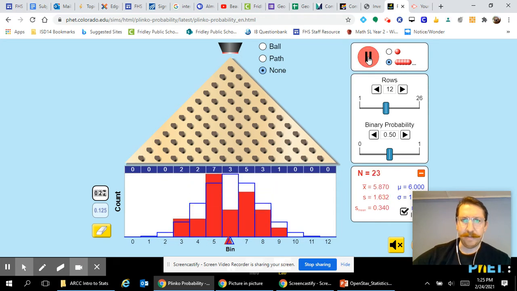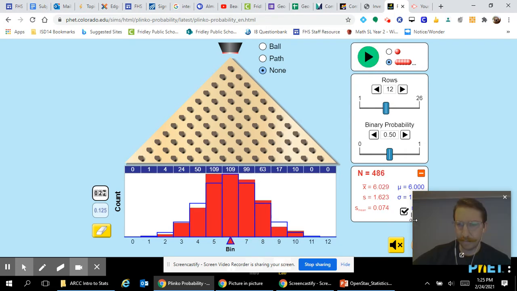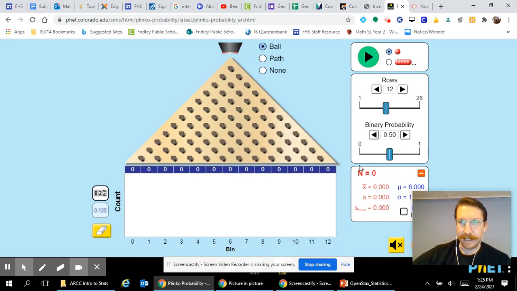So let me remind you about our normal distribution curve. Remember, this is dropping balls through this kind of Plinko simulation, and this is a 50-50 chance. We could let this go on forever. We have these blue bars showing where it should be and the red bars showing where it happens to occur. And I can reset that.